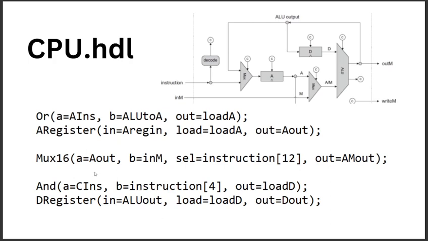Then we have another MUX16, which takes the output of the A register and the value that is currently selected in the data memory register, inM. This mux will select which one to output, A or M, depending on the 12th bit of the instruction value, and that value will be fed to the ALU. The AND gate is used to determine whether the ALU output is loaded into the D register. The D register is further implemented to load and store the value of the D register from the ALU.